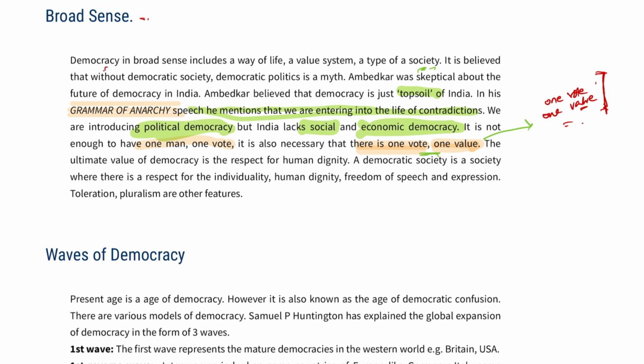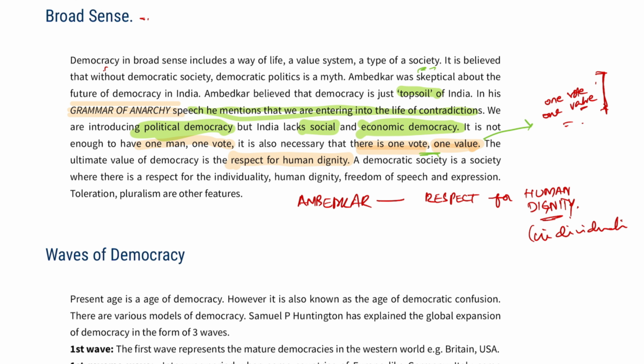The ultimate value of democracy is the respect for human dignity. A democratic society is a society where there is a respect for the individuality, human dignity, freedom of speech and expression, respect for human dignity, individuality. Dignity and individuality are quite related.